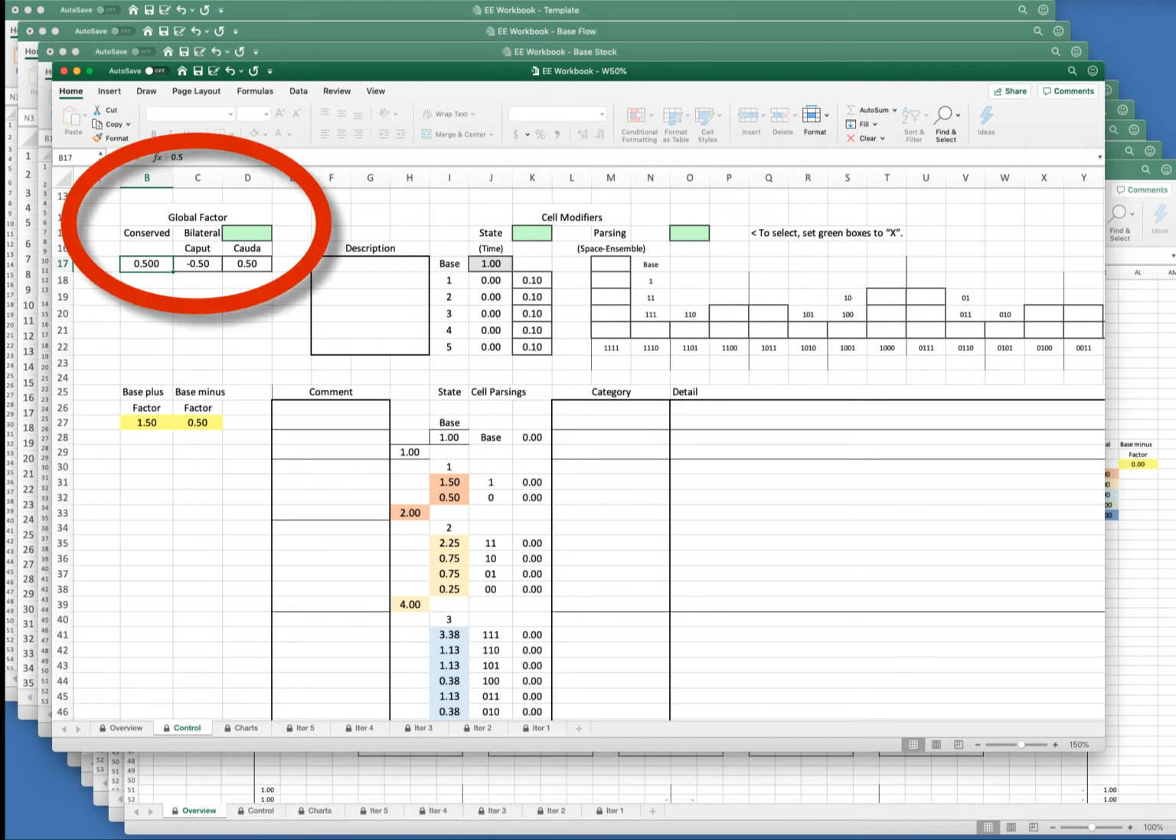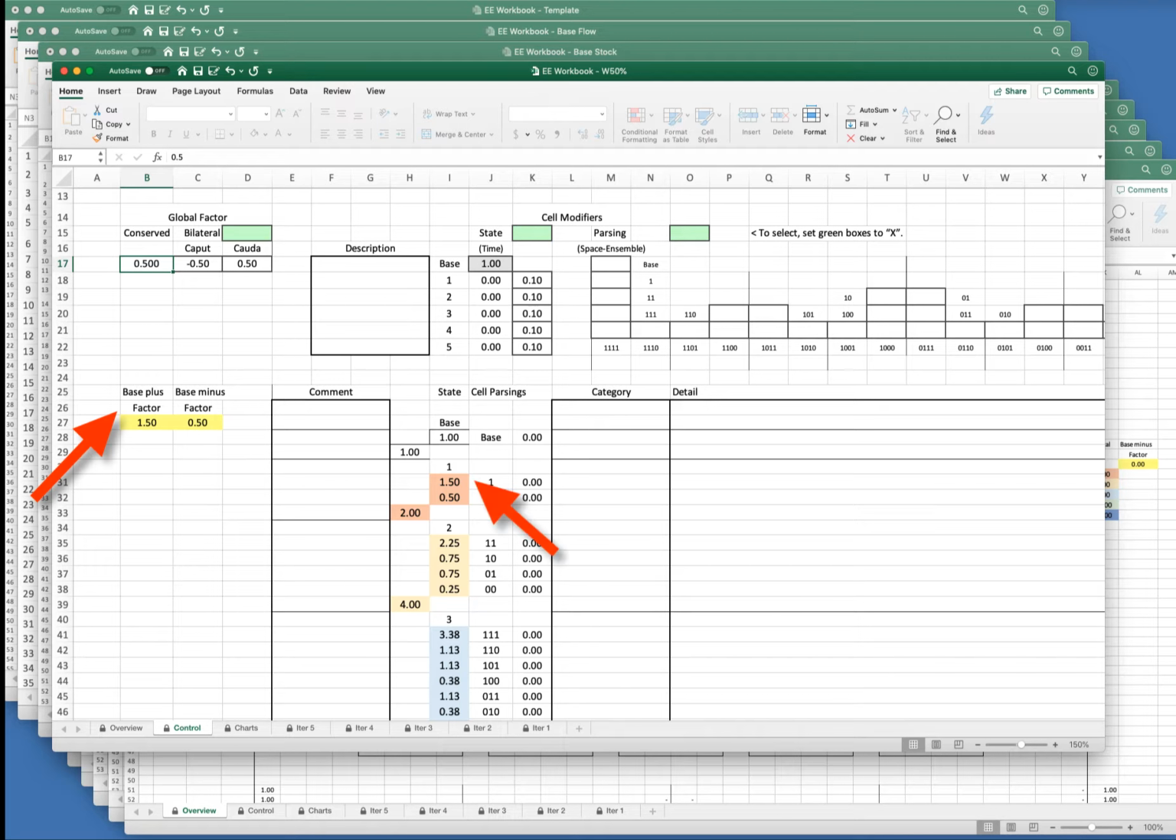The global factor shown at the top left has two options for the primary population of the distribution. The conserved field is manually entered as a value between 0 and 1, or 0 and -1. This factor is automatically added to the base as the base plus factor on the caput side and subtracted from the base as the base minus factor on the cauda side.